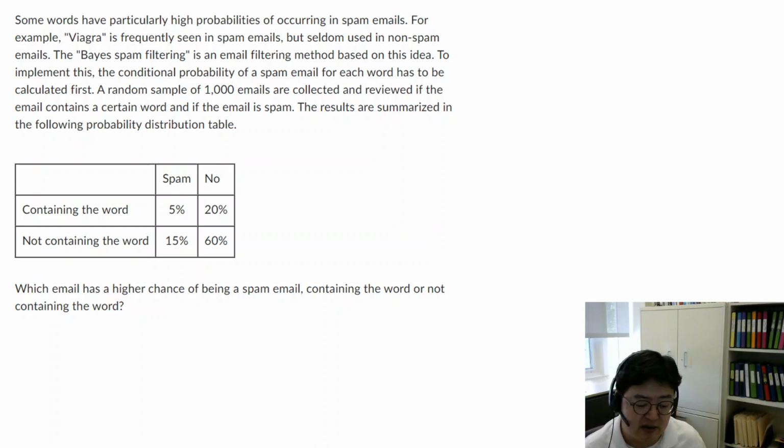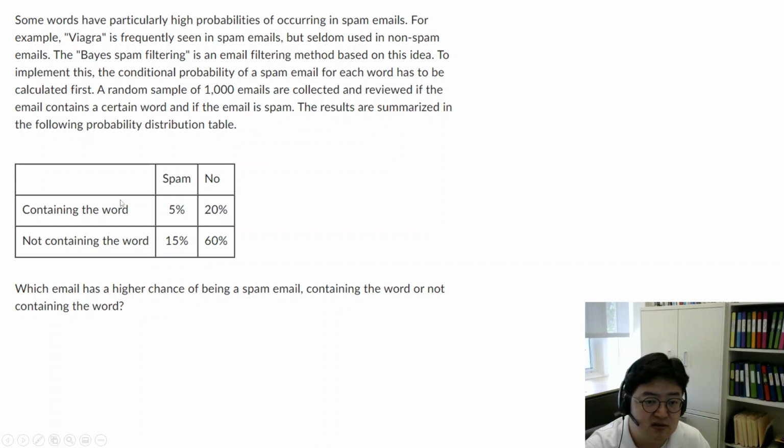For another example, statistics. If an email contains the word statistics, how likely is it to be a spam email? I don't know, but for different words, those probabilities will be different. So that's basically a conditional probability. Okay? To calculate that conditional probability, a random sample of 1,000 emails is collected and reviewed, checking if the email contains a certain word, say statistics, and if the email is spam.